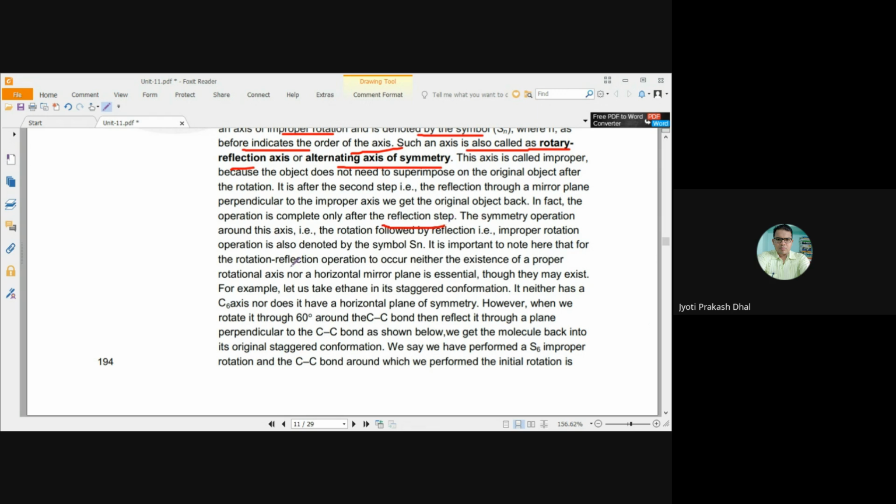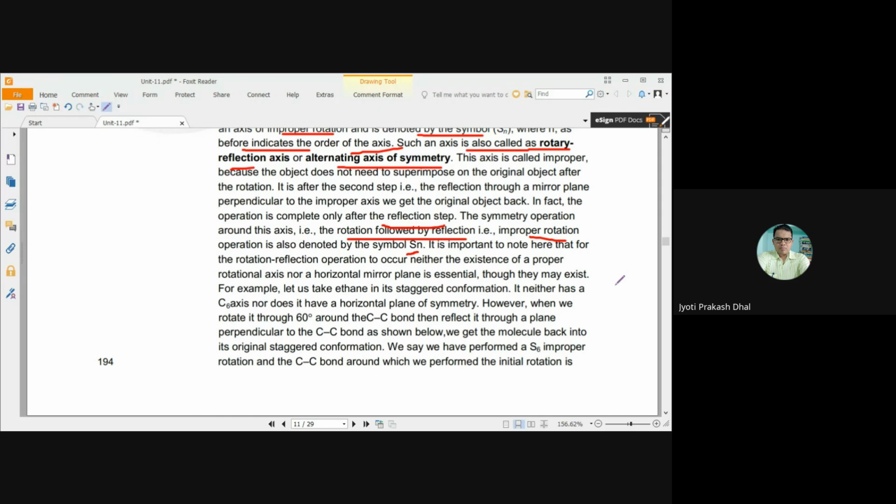So the symmetry operation around this axis, that is the rotation followed by the reflection, is called improper rotation. Improper rotation contains two different steps, rotation followed by reflection, so that we get an identical configuration. If rotation followed by reflection gives an exactly equivalent configuration, then that is called an improper rotation of symmetry, designated by the symbol Sn. Here the n signifies the order of the axis.